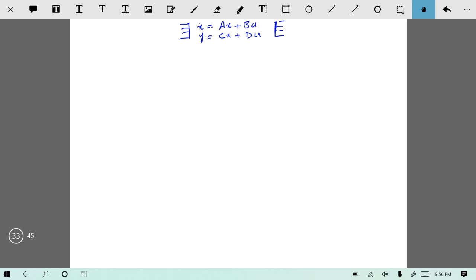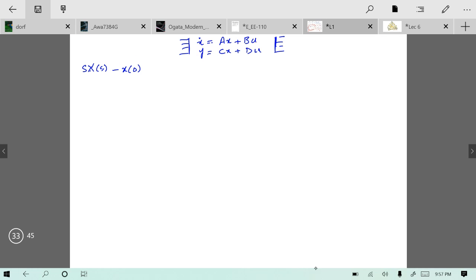Now we are trying to look into it and see how much further information we can extract from this state variable model. So if I try to apply Laplace on this equation, I can write it as s x of s, from Laplace, minus x of 0, is equal to a x of s plus b u of s.